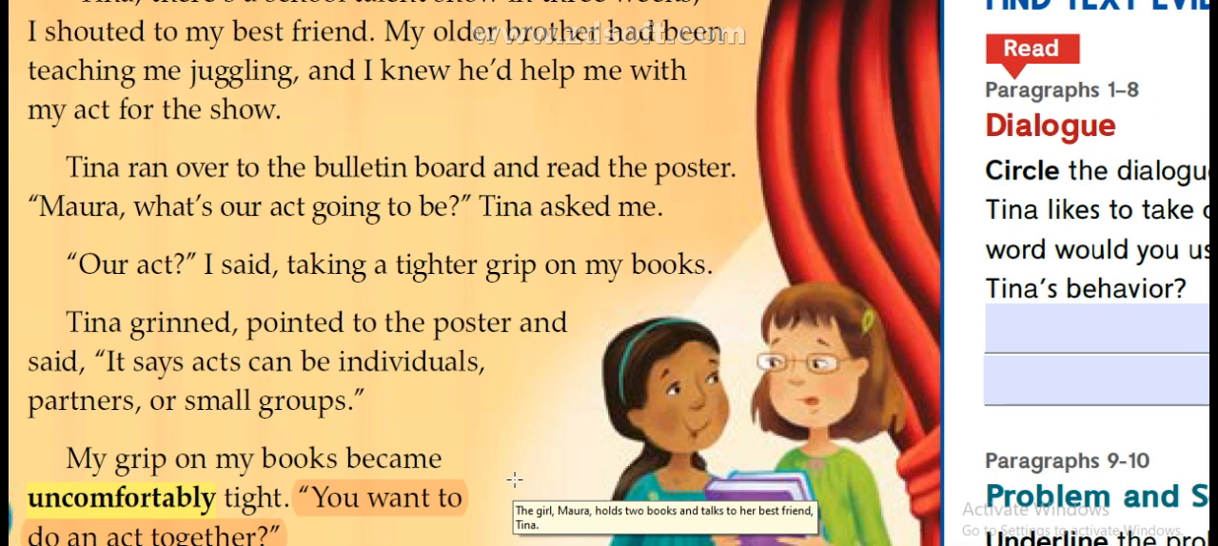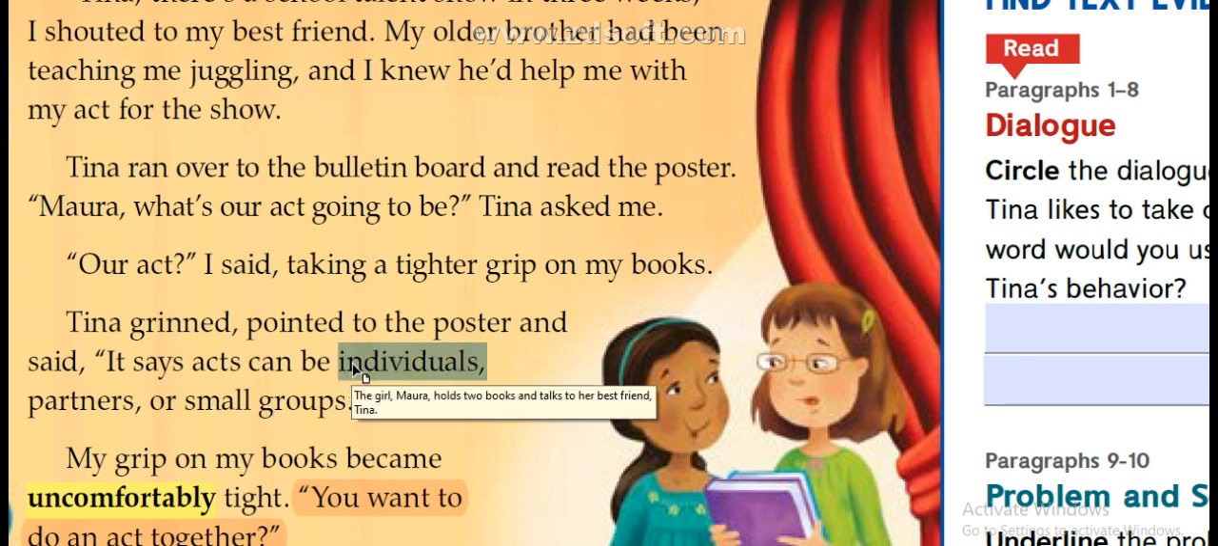But Tina didn't ask Mora about that. She directly told her she was bossy and bossing around. She directly told Mora that they should do an act together because they read on the poster that this act can be individual, partner, small groups. Individual, I explained this word before.